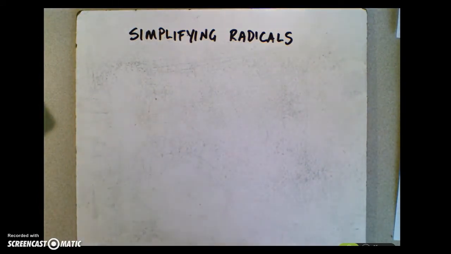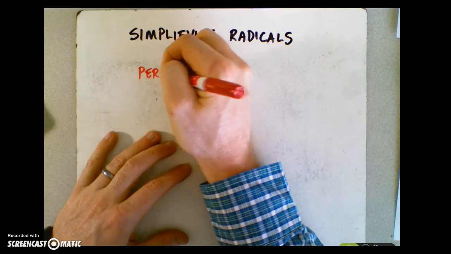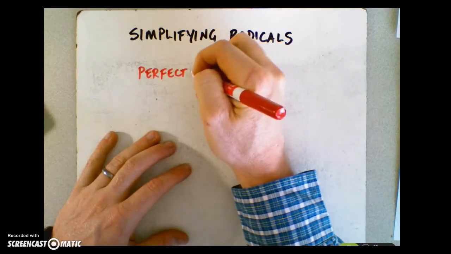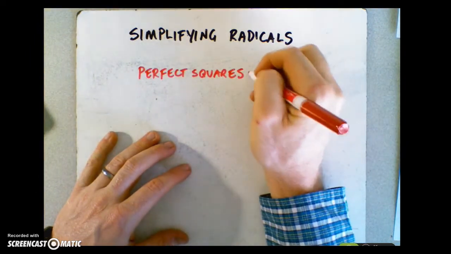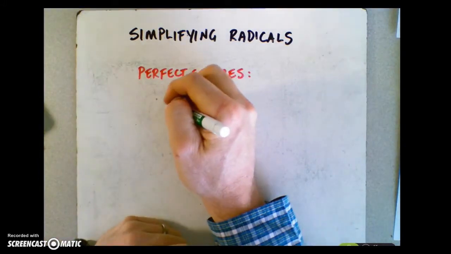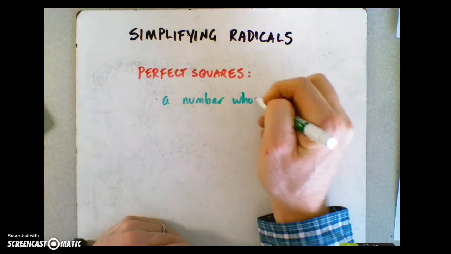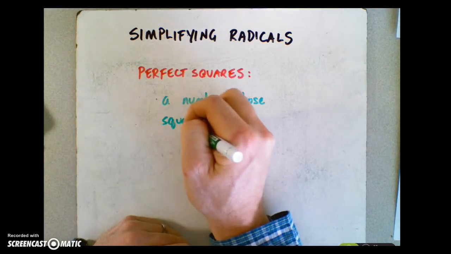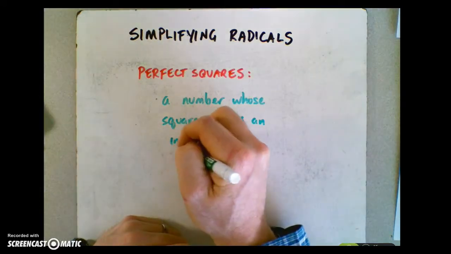Before we get into the actual act of simplifying radicals, let's talk. There's some stuff that you need to know. The number one thing that you need to know is you need to know your perfect squares. Everything hinges on you knowing your perfect squares. Now, a perfect square is a number whose square root is an integer.